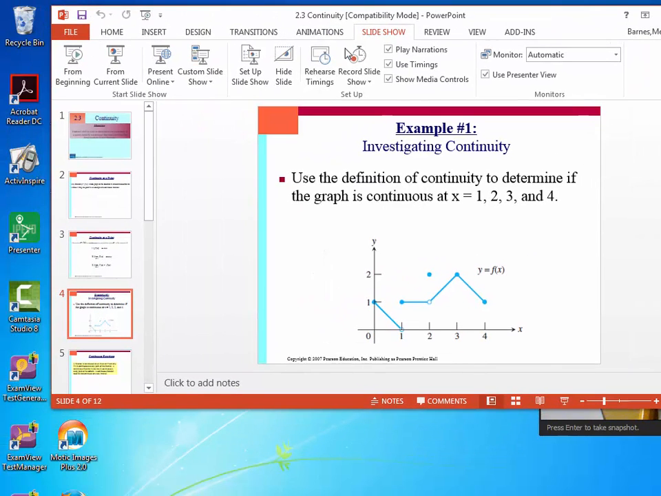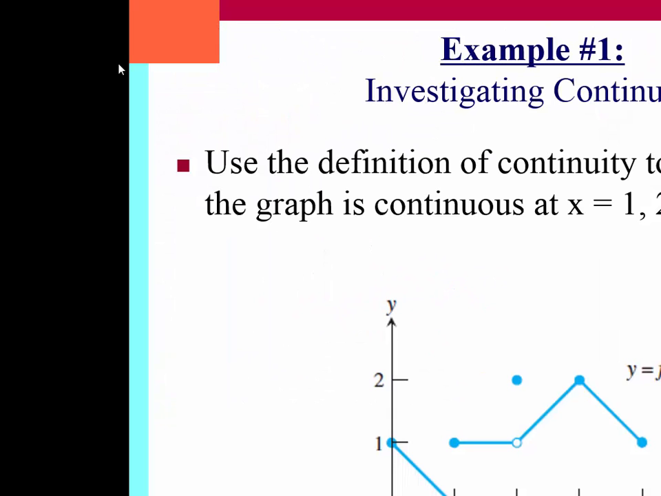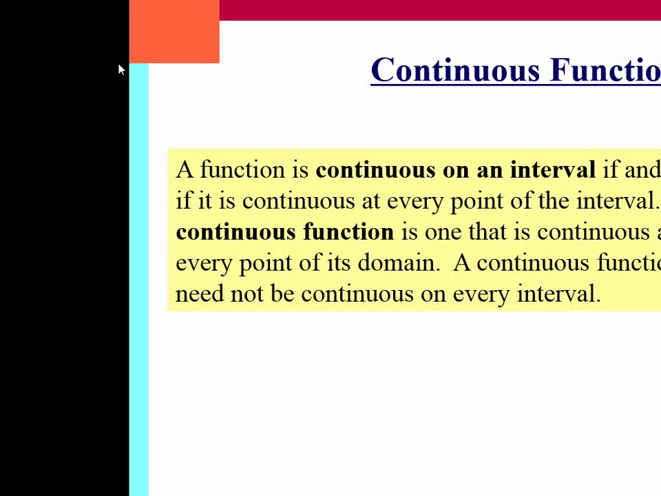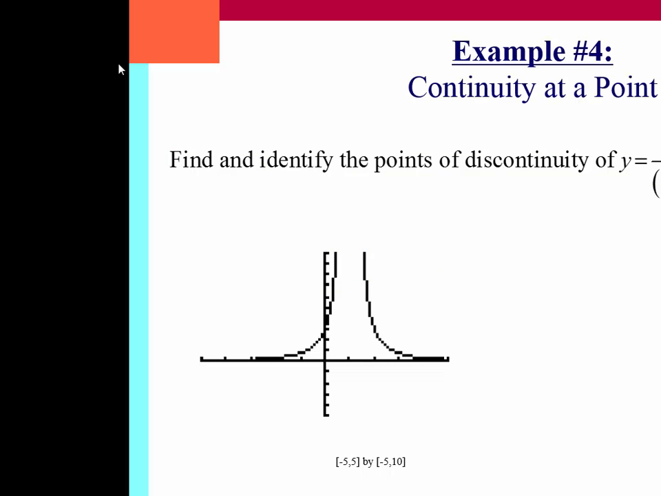That's the most important part of this presentation. A function is continuous on an interval if and only if it's continuous at every point of the interval. A continuous function is one that is continuous on every point of its domain. This is important: a continuous function need not be continuous on every interval. So let's show you what that means.